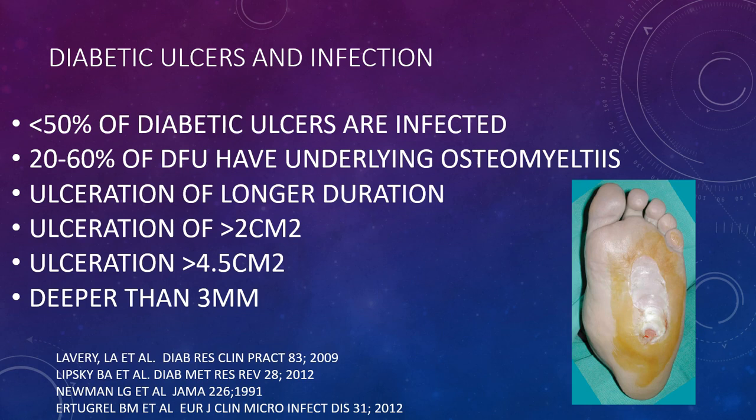Frequently we see a classic ulceration below the midfoot, medial or lateral aspect. We know that a fair percentage of diabetic ulcers are in fact infected, and if we look at patients with infection, a significant number of these patients do have an underlying osteitis or osteomyelitis.